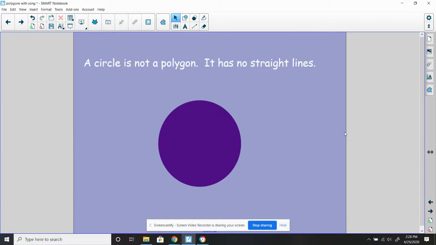A circle is not a polygon. It has no straight lines. These aren't straight, these are curved. So we can't call a circle a polygon.